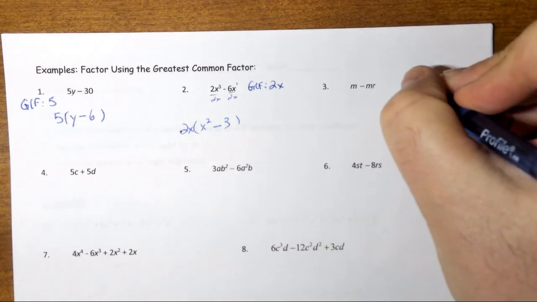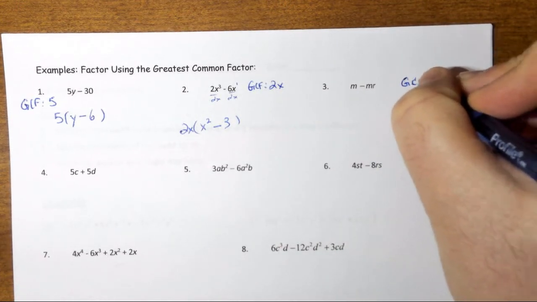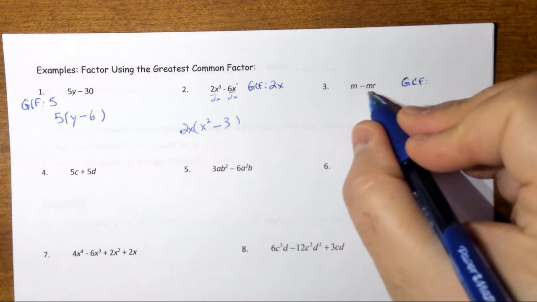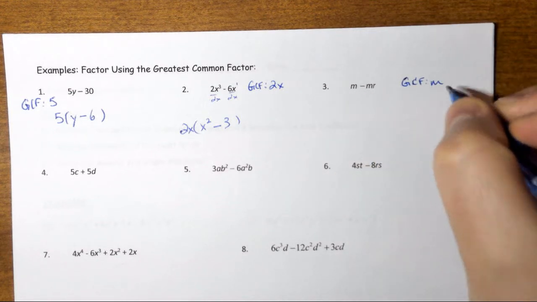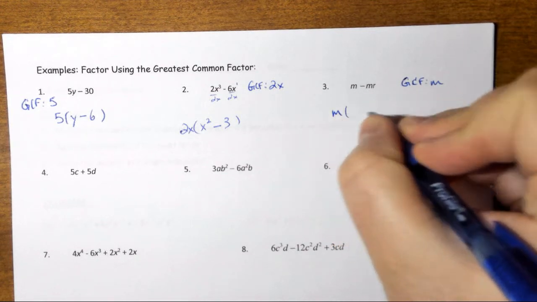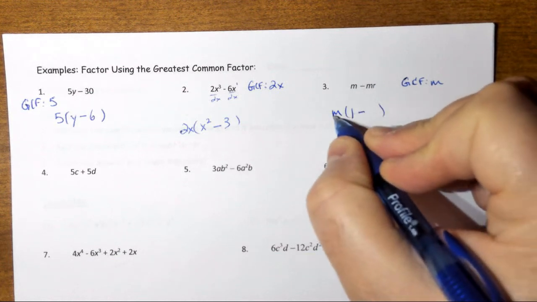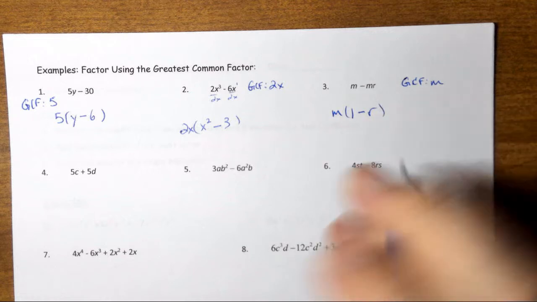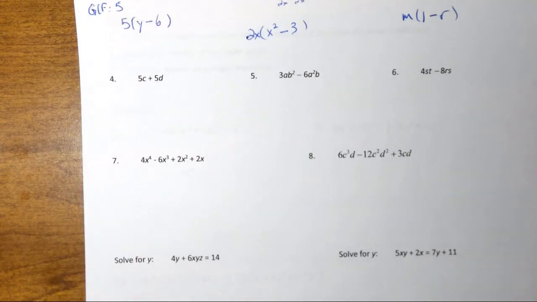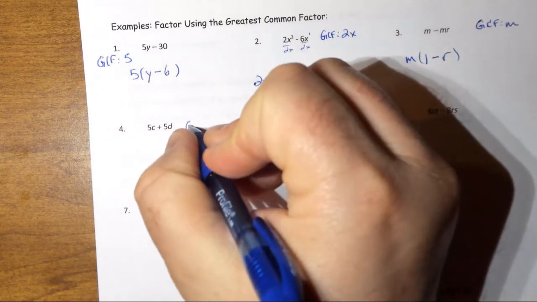Okay, next one, between the letters. All right, there's no numbers here, so now we just check letters. The biggest name in common is m, so parentheses m. And then if I divide m into m, I get a 1. M into mr is just r. There's my answer.